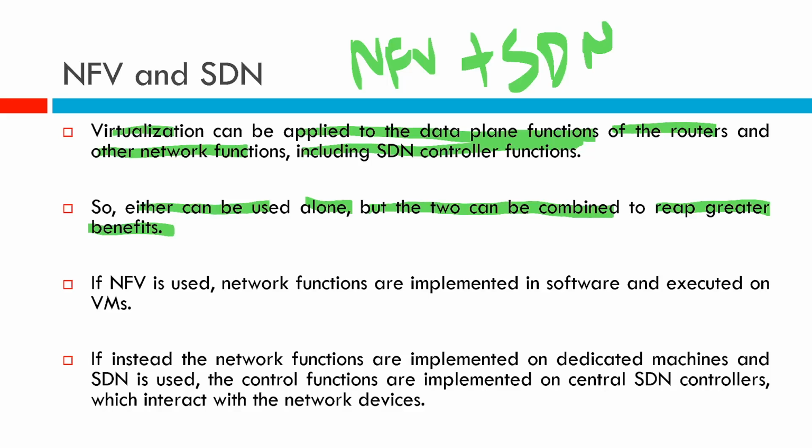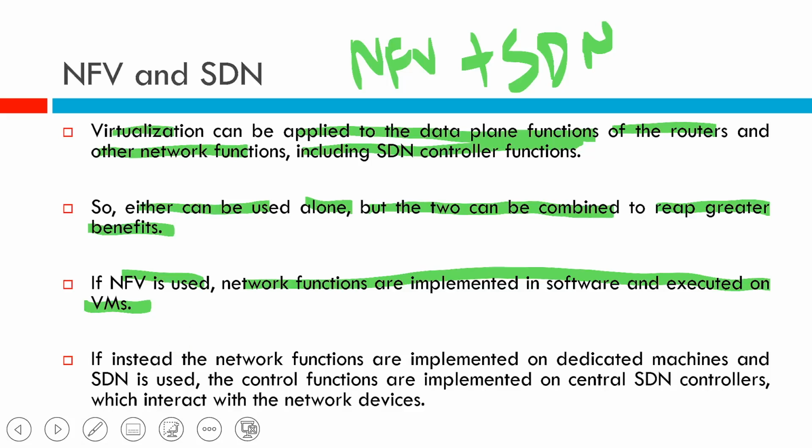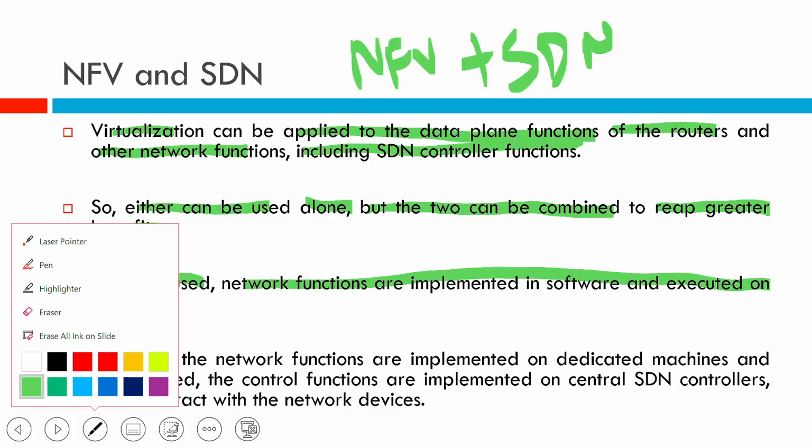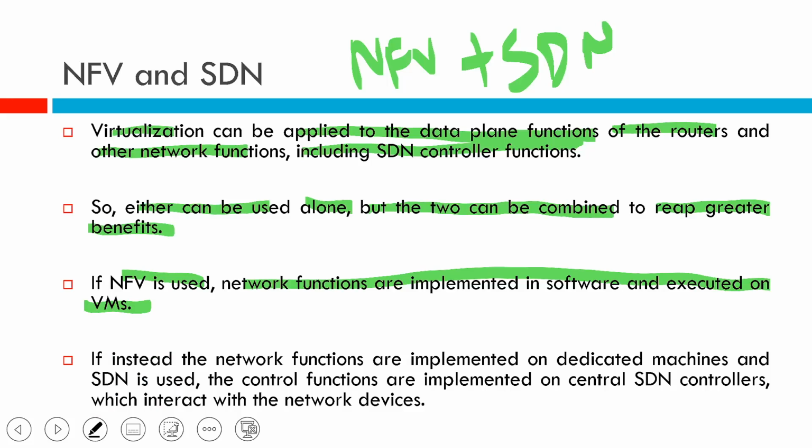If NFV is used, the network functions are implemented in software and executed on VMs. So this is the normal, obvious reason we use NFV. Network functions are implemented in software and executed on VMs. So this is a very genuine reason, like implemented in software.